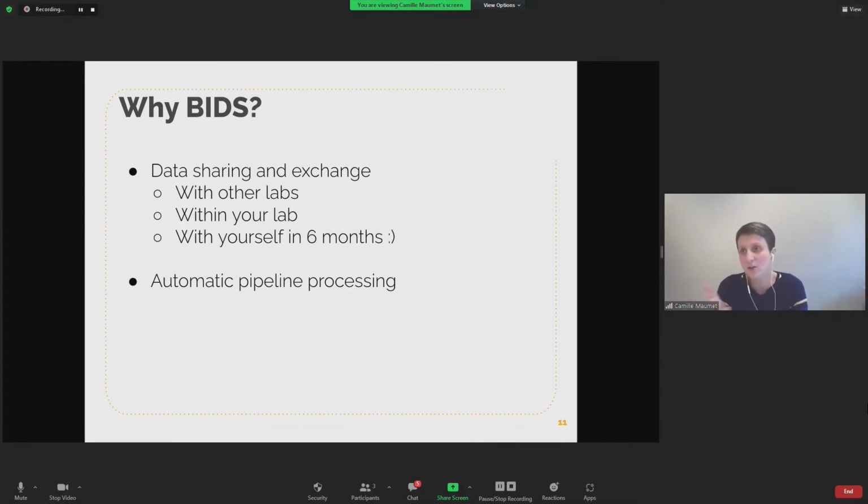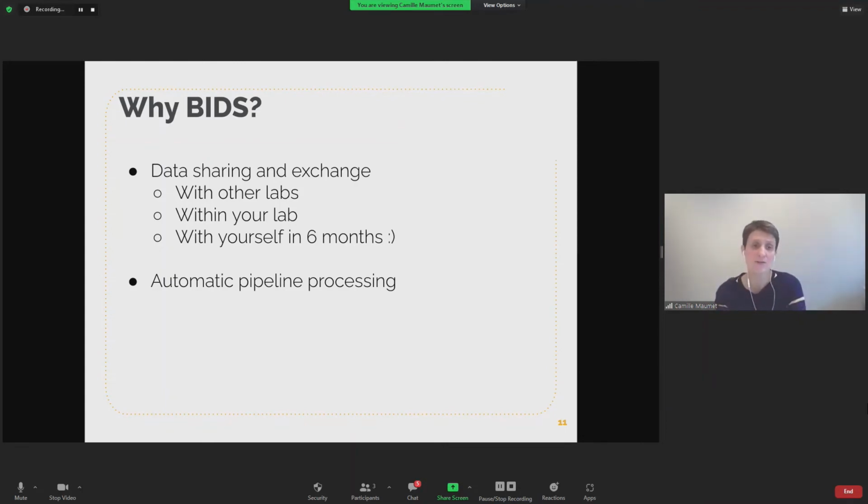And of course, we can go even further. It's also very, very hard to work with yourself, with your past self. So digging back into data that was acquired a few years back, it's often difficult to remember where the different pieces of information were stored. So using BIDS is also a way to have a very standardized way of organizing things so that yourself in 6 months can work with the data again.